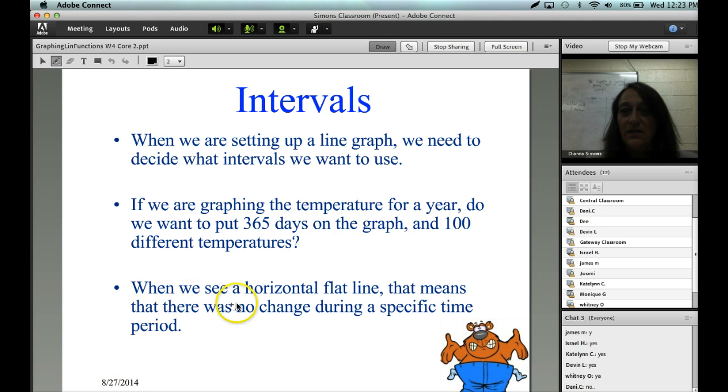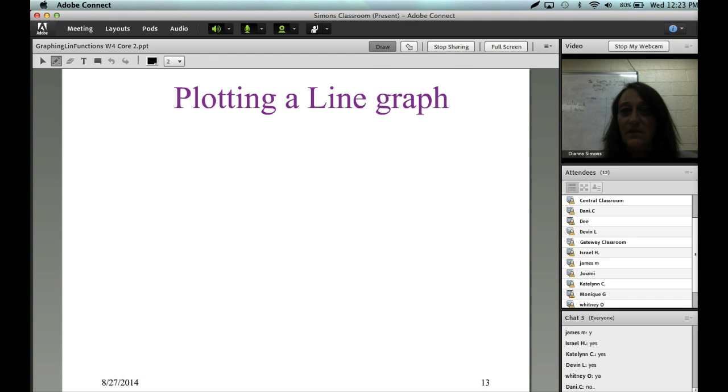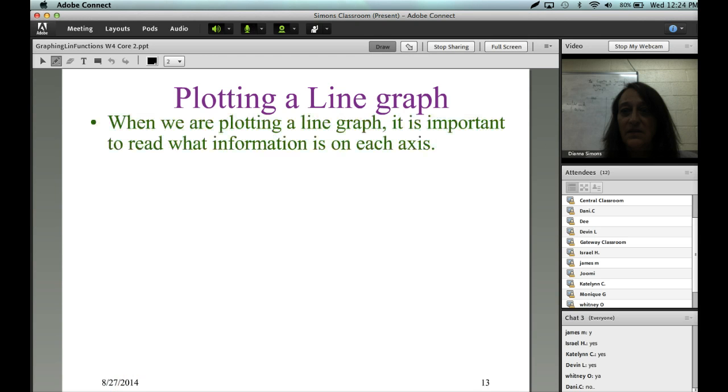All right? So when you see a horizontal flat line, that means that there's no change, right? So a specific time period, straight line, velocity is the same, temperature is the same, everything's going to be the same.